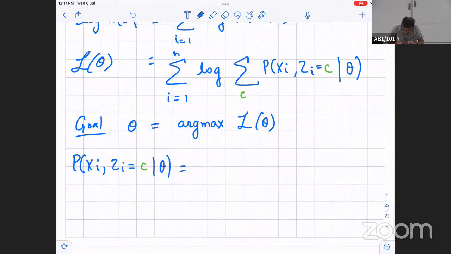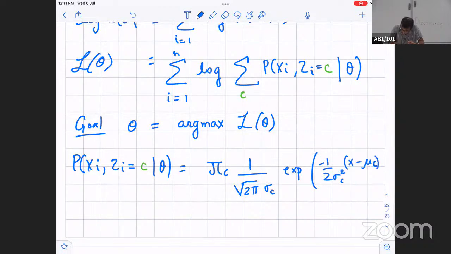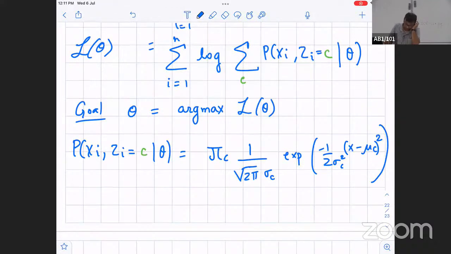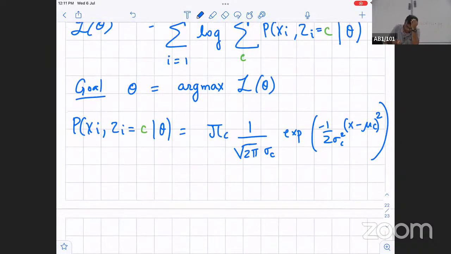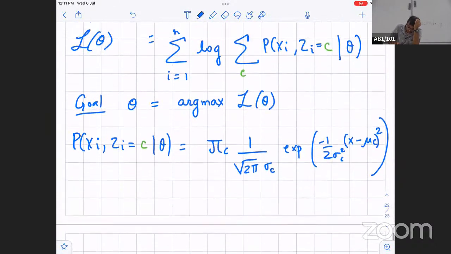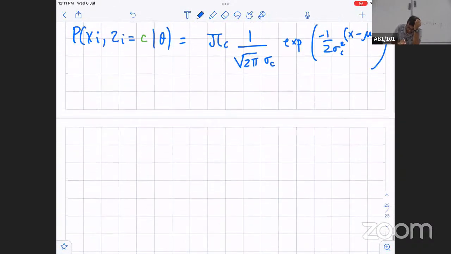This is equal to pi c times 1 over square root 2 pi sigma c e power minus half sigma c squared x minus mu c whole squared, right? So this is what it is. So when you try to maximize this, we have to take the derivative of this L of theta.